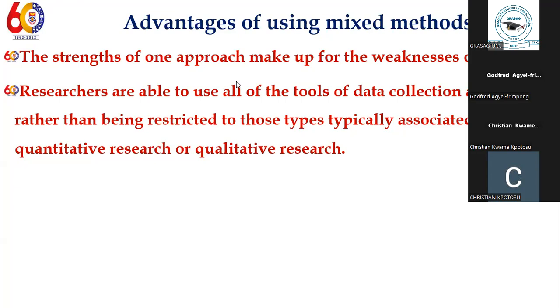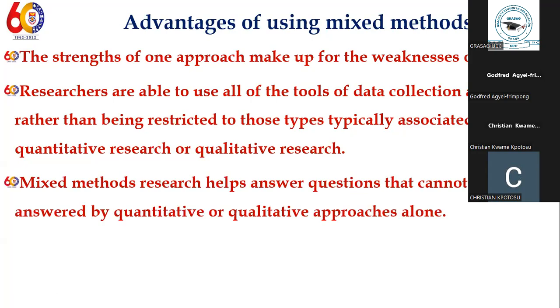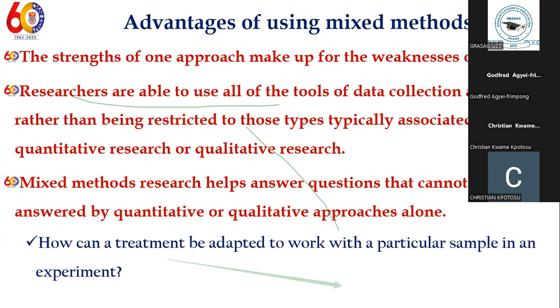So as I was saying, there could be the issue where mixed method research will help us to answer questions that cannot be answered by quantitative or qualitative approaches. Then someone will ask, in what situation can you say there is a question that we cannot use qualitative to answer? Let's look at this question. How can a treatment be adapted to work with a particular sample in an experiment? So in this case, you see that it is not only about the treatment either working or not, that we can use either qualitative or quantitative to determine. But in this case, we are looking at how we can adapt the treatment to work with a particular sample.